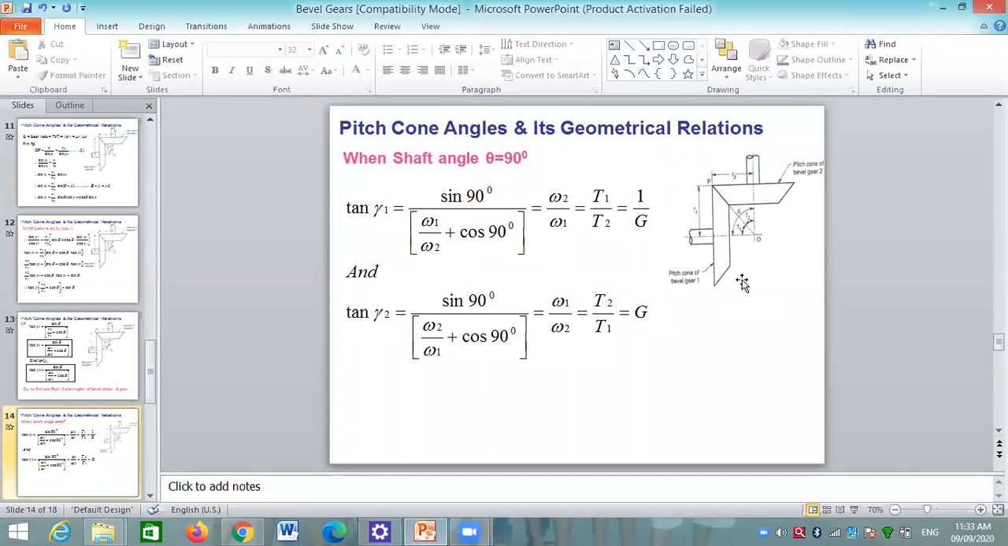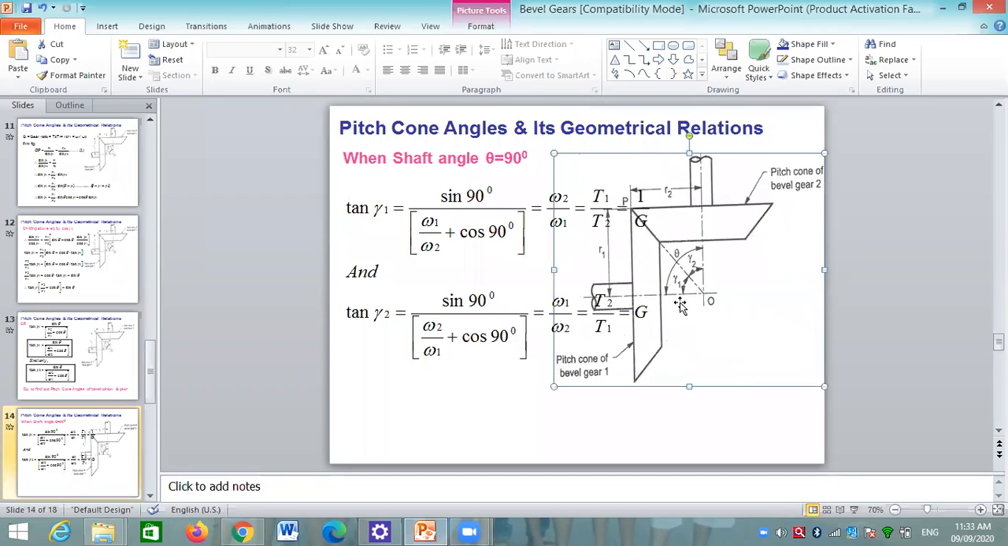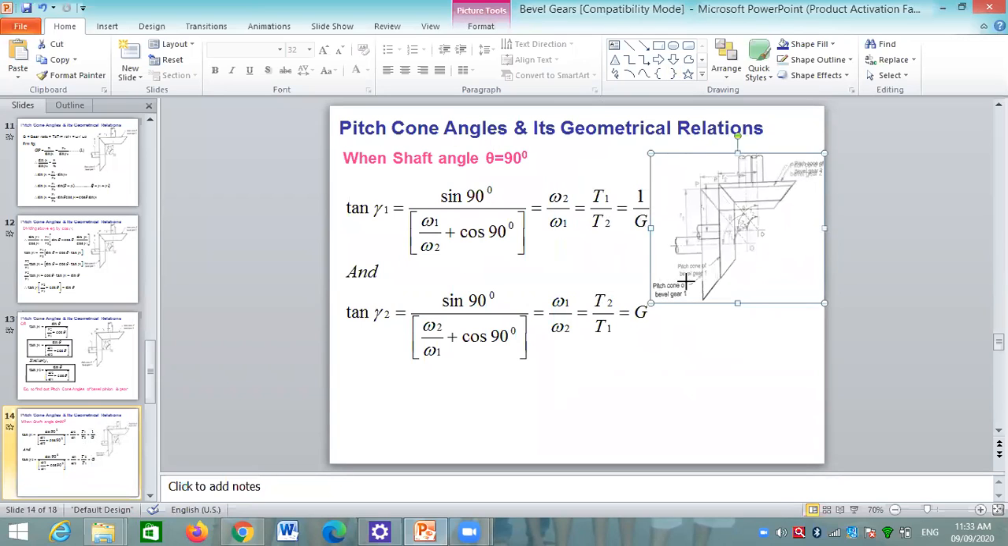Now generally the bevel gears are used to transmit the power between two shafts which are perpendicular to each other. Means the angle between the two gears, if we see this image, the shaft angle between the two gears is 90 degree. Here theta is 90 degree. If we put theta equal to 90 degree, we will get tan of gamma 1 is equal to sine of 90 upon omega 1 upon omega 2 plus cos of theta. And sine 90 is equal to 1, cos 90 is equal to 0.